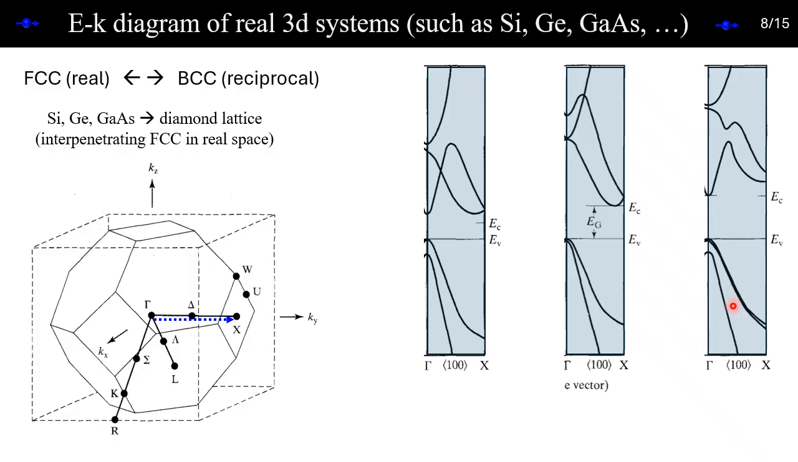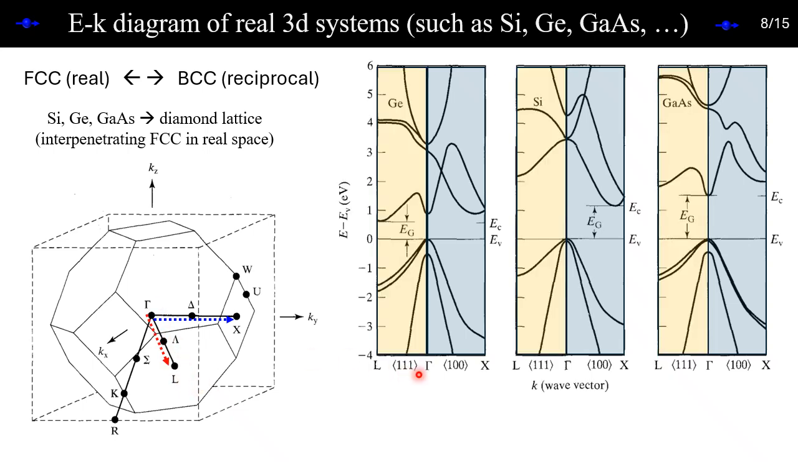Now you can read this. This corresponds to the valence band, and this corresponds to the conduction band. But that's not the full story. We also have another important direction, gamma to L. It just looks like that. Now what are the things you read? This is important for the rest of this course.